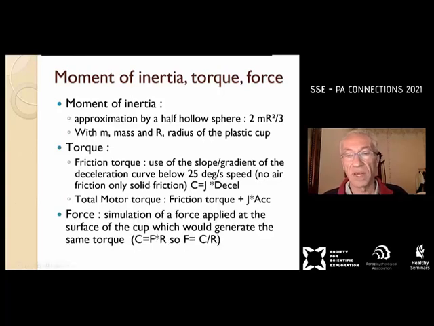And if we want to have an idea about the force implied, we can say that the torque is created by a force applying on the radius, on the surface of the target. So the force is torque divided by the radius. So let's go to the first video you see.